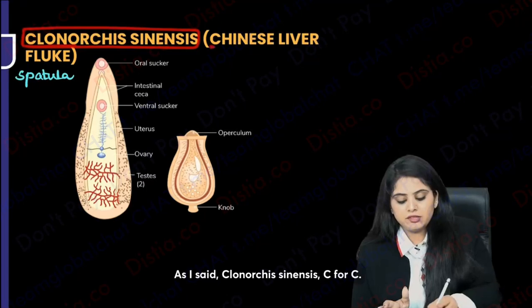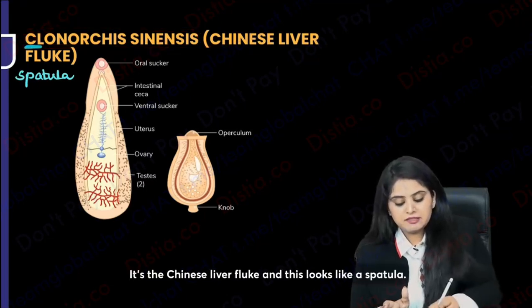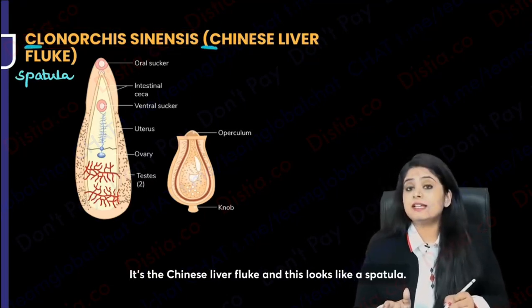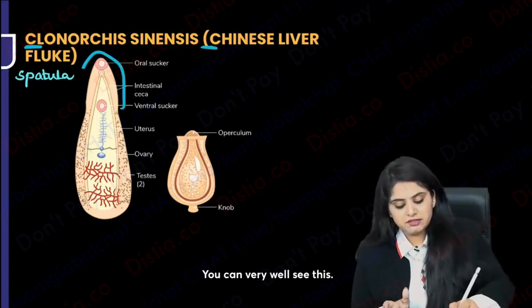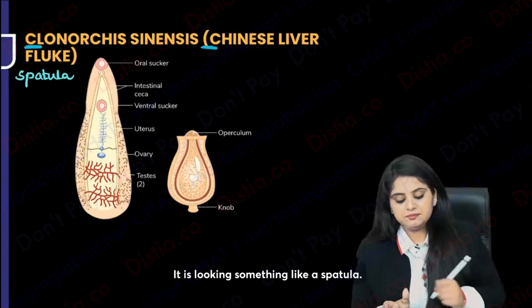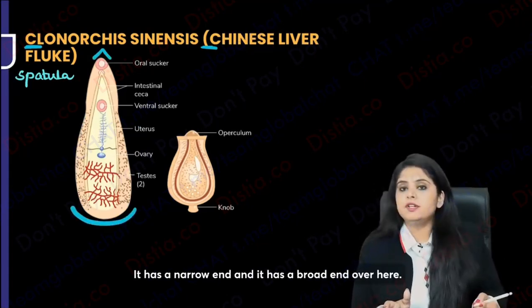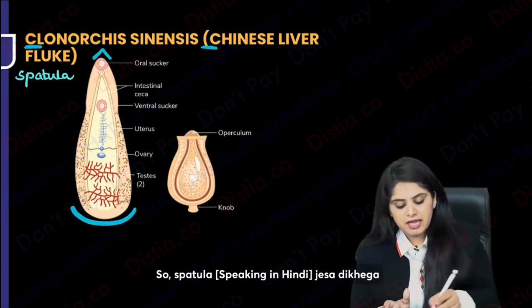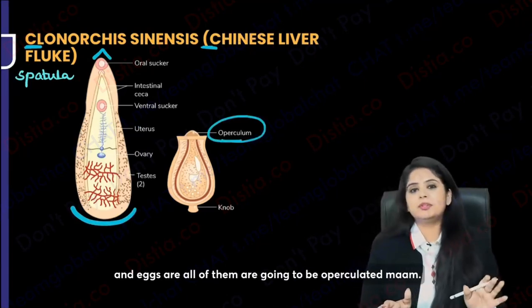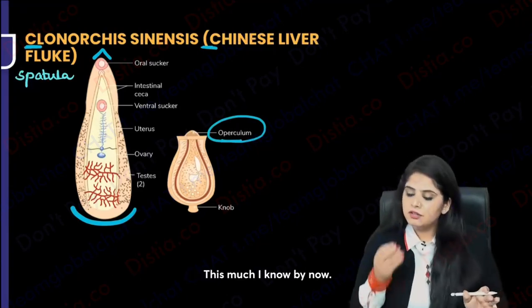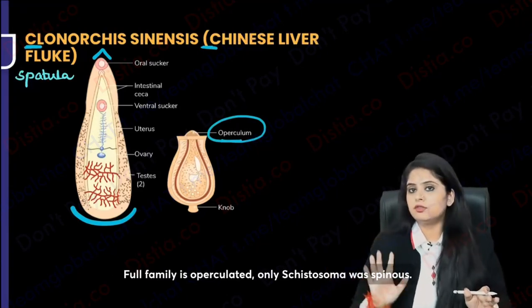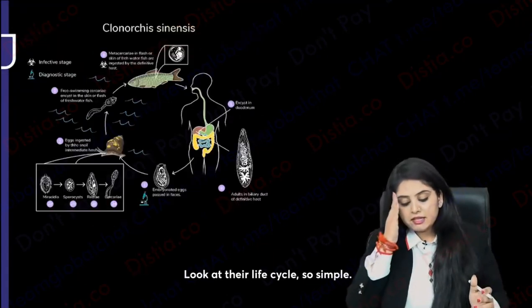As I said, Clonorchis sinensis, C for C, it's the Chinese liver fluke, and this looks like a spatula. You can very well see this. It has a narrow end and a broad end over here, right? So it will look like a spatula, and the eggs, all of them, are going to be operculated. This much I know by now. The full family is operculated, only Schistosoma was spinous. Look at their life cycle, so simple.